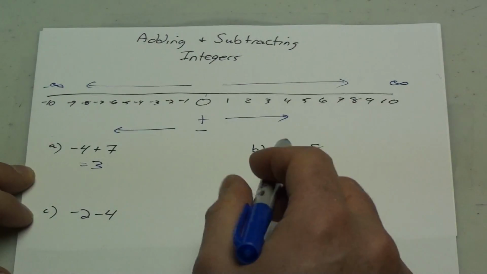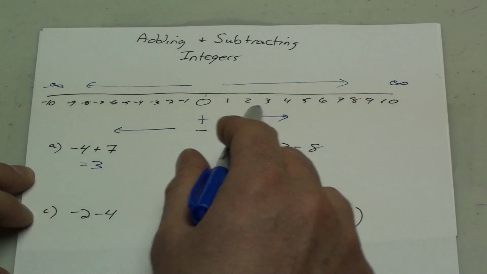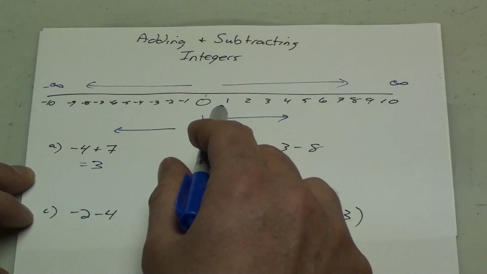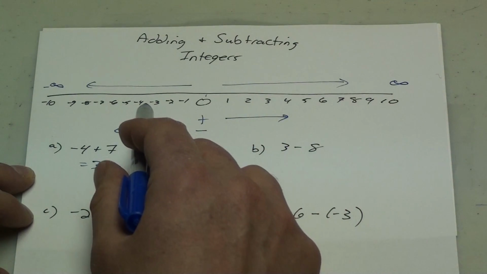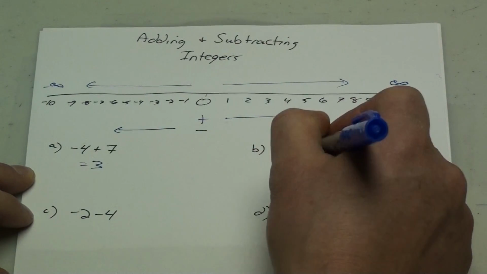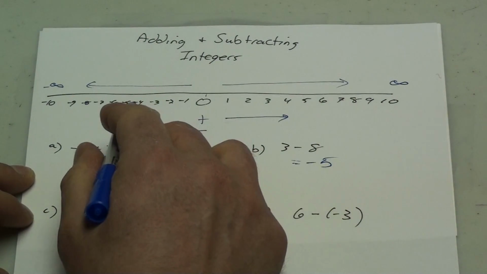For question B, I am starting at 3, and I'm going to subtract 8. So I'm moving back 8 spots. 1, 2, 3, 4, 5, 6, 7, 8. That's going to take me down to negative 5. 3 subtract 8 is down to negative 5.